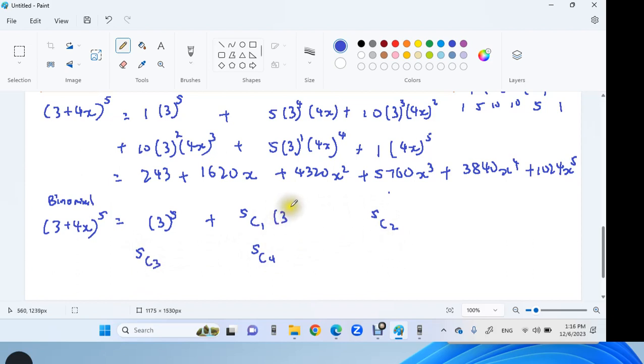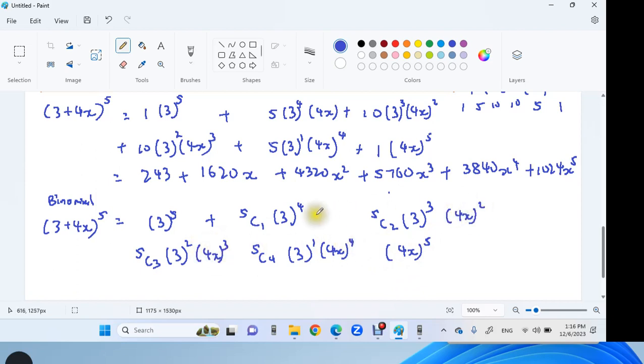And then 3 power 4, 3 power 3, 3 power 2, 3 power 1. Okay, then we have 4x power 5, 4x power 4, 4x power 3, 4x power 2, 4x power 1. Okay, so you can see that this 3 power 5 will be the same.